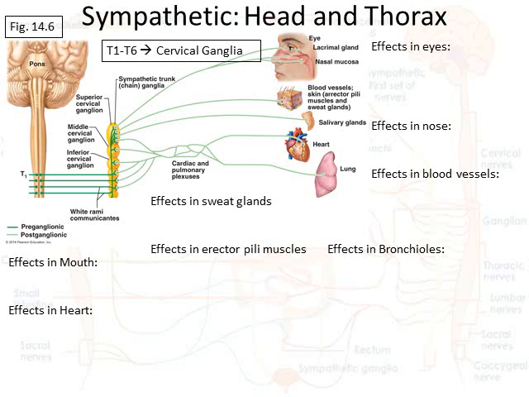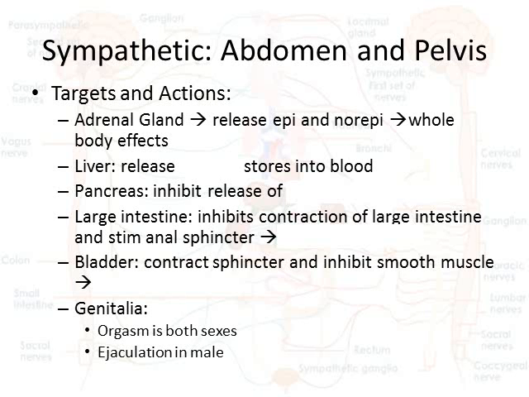Okay, so again, this is for you to recap what we just talked about. This is really looking at T1 through T6, which is considered the first part of the sympathetic nervous system. Then the lower body effects of the sympathetic nervous system are shown here, with some different targets and actions. On the adrenal medulla, part of the sympathetic nervous system, it releases epinephrine and norepinephrine, and this has whole body effects.